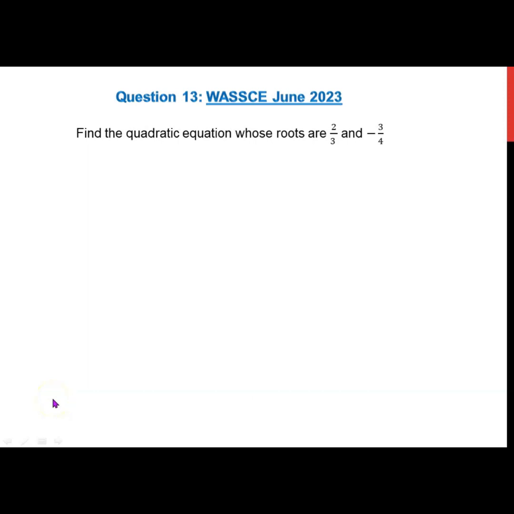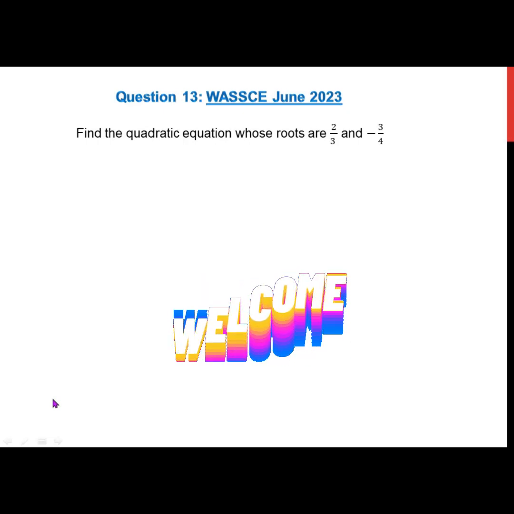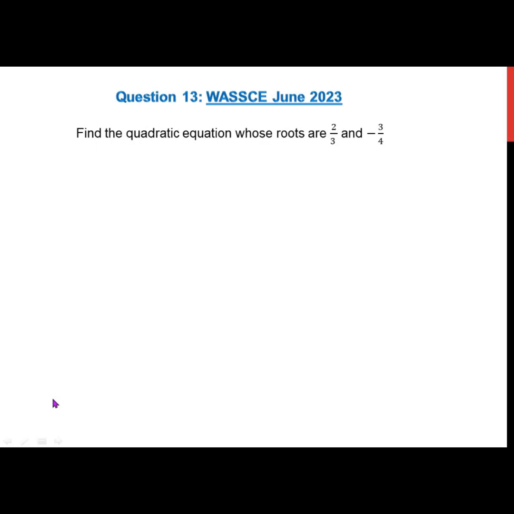Here is a past question, and let's see how we can solve it. The question is coming from quadratic equations. The roots have been given, and we are asked to find the equation, which is a quadratic equation. Here is question 13, WASSCE June 2023.